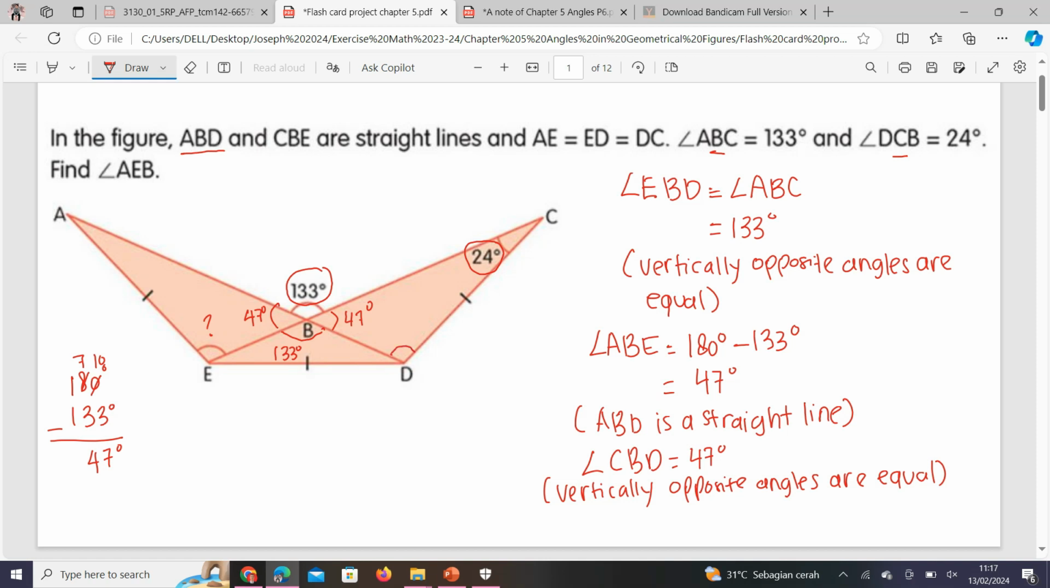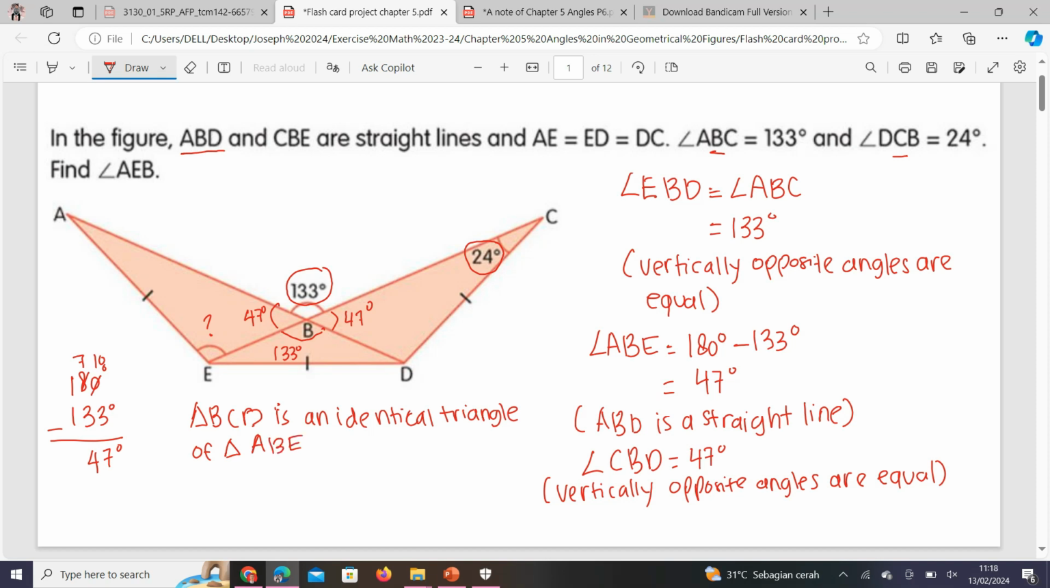Or you can directly find the angle of ABE based on this triangle, because the triangle BCD is an identical triangle to triangle ABE.